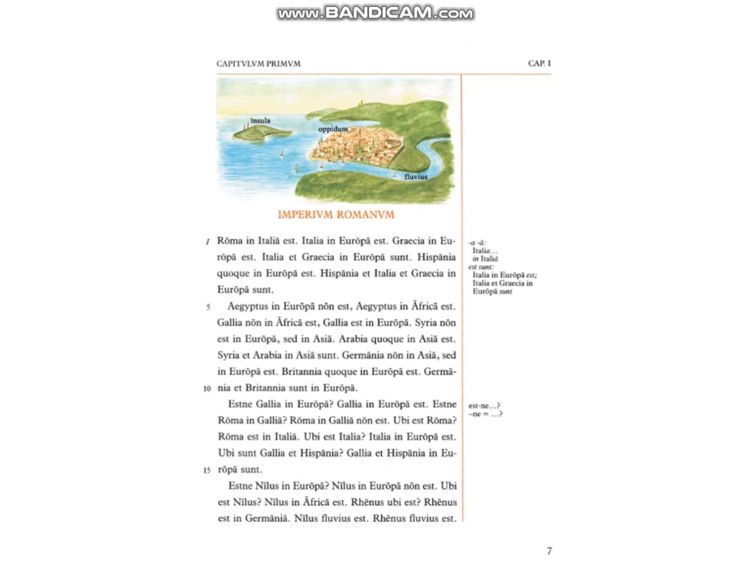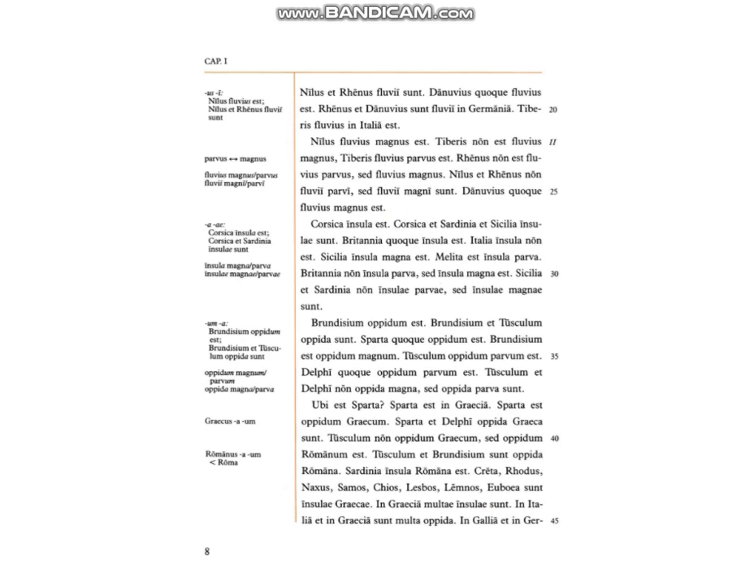Thus, when it's only talking about Italy, it says Italia in Europa est, but when you're talking about Greece and Italy, the verb becomes sunt. Est, therefore, is the singular and sunt is the plural. On the top left of the next page, you will see us, e, in reference to the word fluvius used in the text, followed by nilus fluvius est versus nilus et renus fluvii sunt.